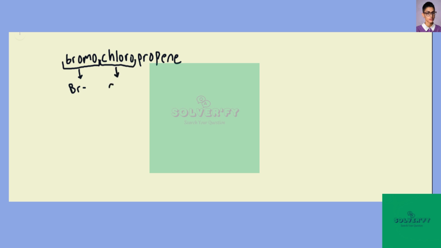Chloro means we're going to have a Cl group. And propene means two things. We're going to have a 3-carbon chain. And because it's propene, we're drawing an alkene. We are going to have a carbon-carbon double bond in each of our isomers. So first, let's start with our structural isomers.